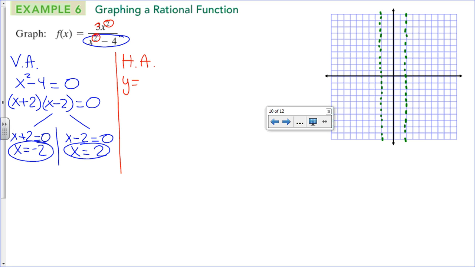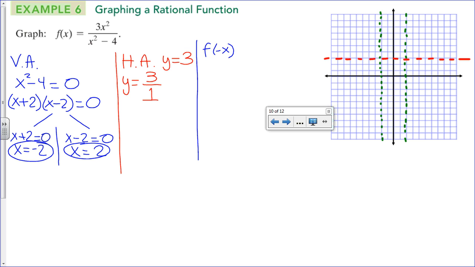The leading coefficient of the top is a 3. The leading coefficient of the bottom is a 1. So in other words, the horizontal asymptote will be equal to 3. And so that is my horizontal asymptote. Now, let's see if this function is going to be symmetric. And so to find that, we need to find f of negative x. In this case, we'll have 3 times negative x squared over negative x squared minus 4.